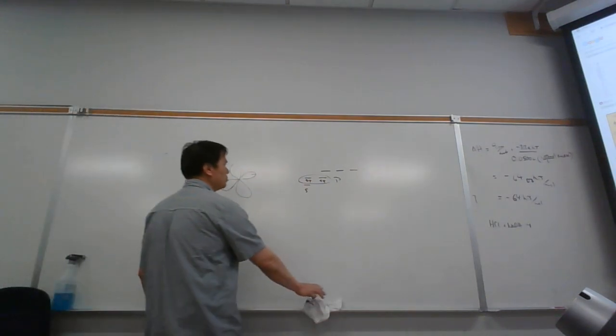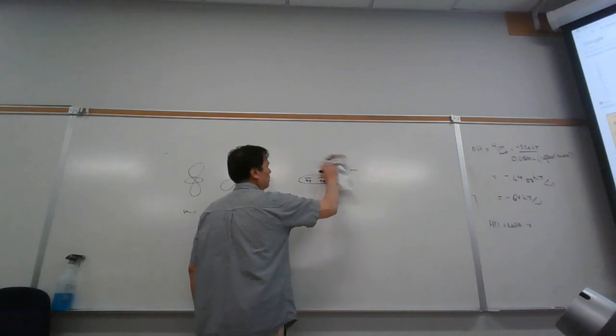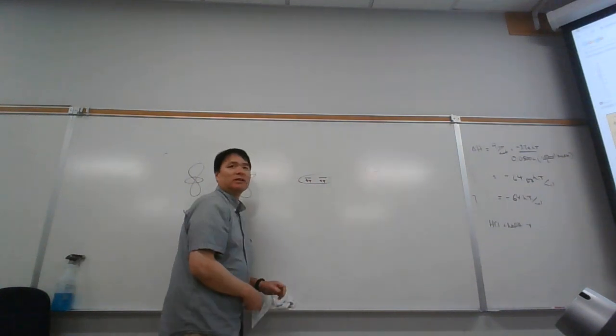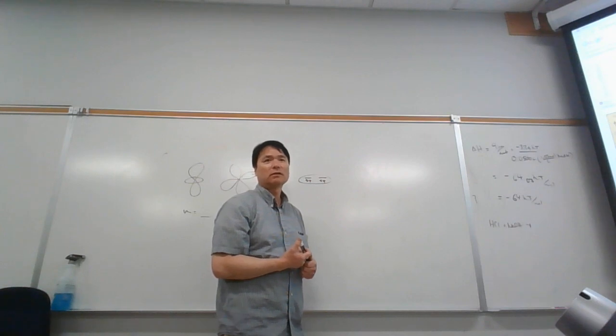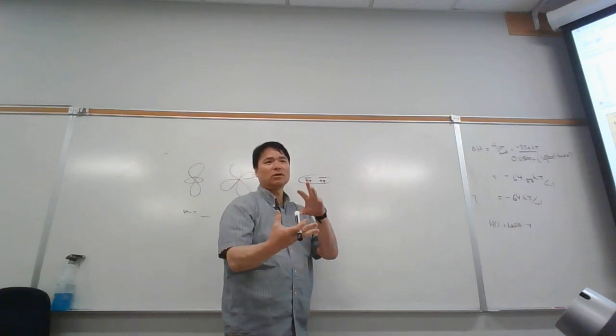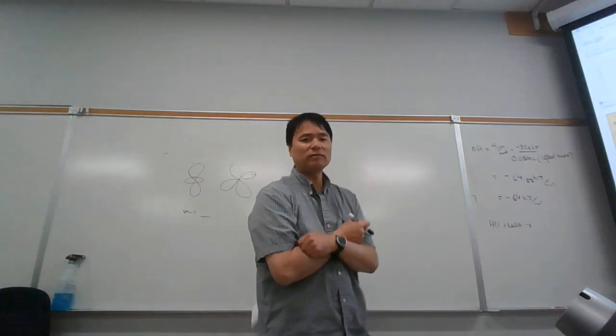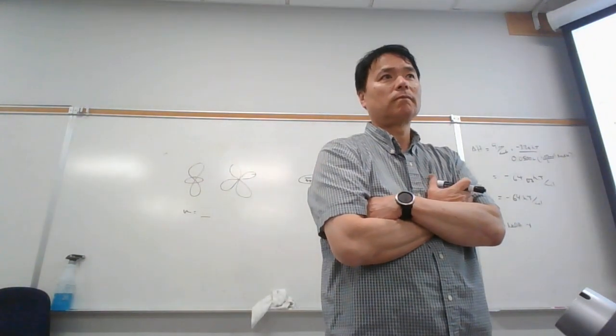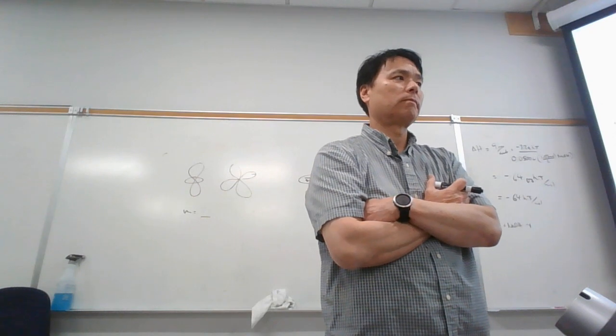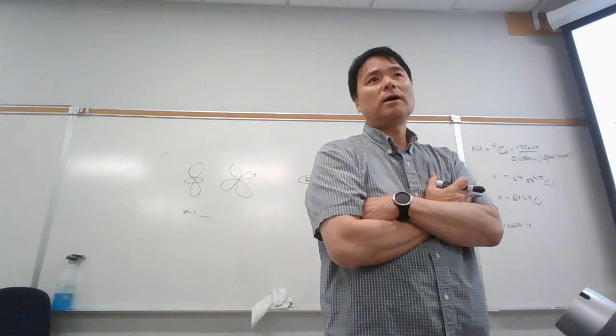So could you draw the energy level diagram and then sketch the orbitals? Then you're good. That's it. You don't have to do all that overlap stuff. All that overlap stuff was called what? Valence bond theory.